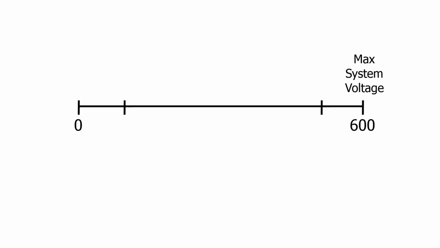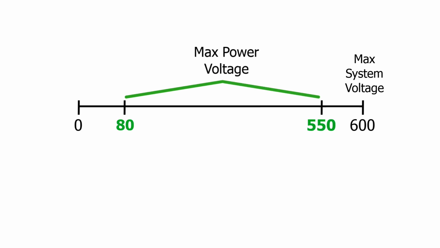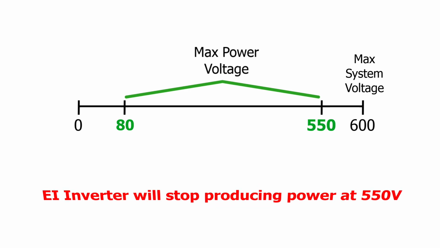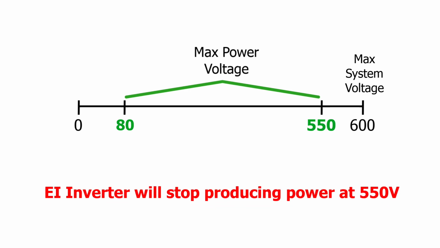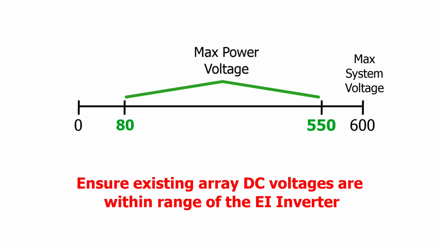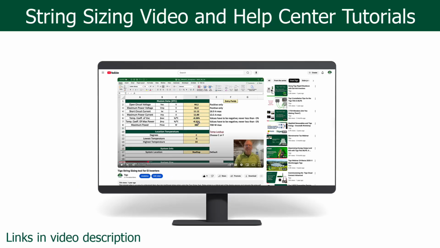The maximum system DC voltage is 600 volts, but the maximum full load operating range of the EI inverter is 80 to 550 volts. It is crucial to understand that the EI inverter will stop production if the DC voltage reaches 550 volts. You must adjust your string sizing to account for this, particularly for repower applications or when replacing an aged-out third-party inverter. Watch this video to learn how to size a PV array using Tigo's sizing tool tutorial.